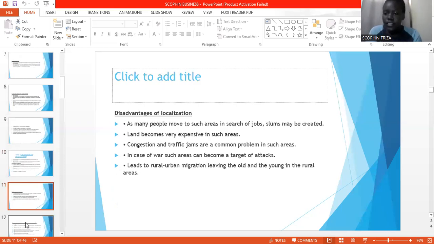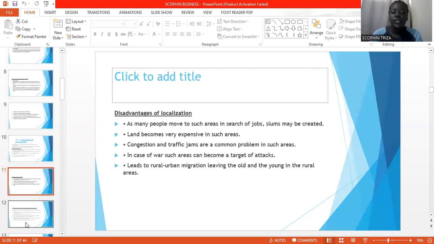Now, disadvantages of localization: as many people move to such areas in search of jobs, slums are created. Land becomes very expensive in such areas. Congestion and traffic jams are a common problem in such areas. In case of war, such areas can become a target of attacks. It also leads to rural-urban migration, leaving the old and the young in the rural areas.